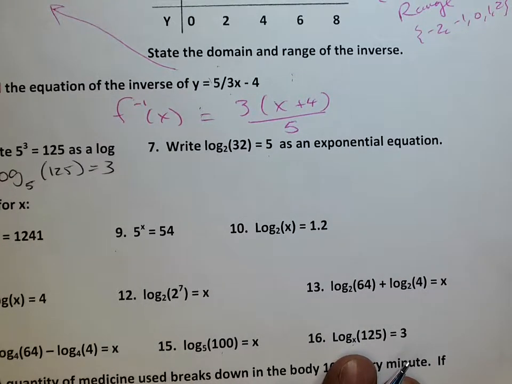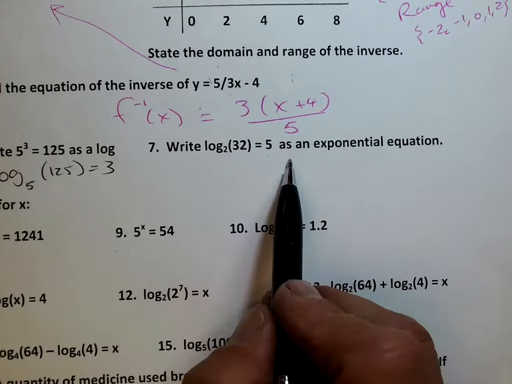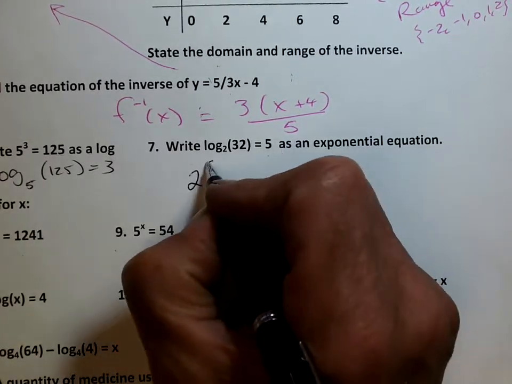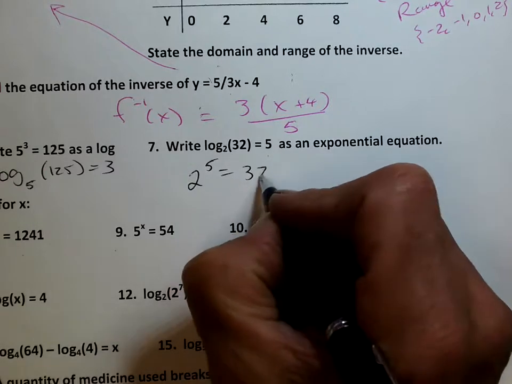Okay, 7, we're going to go the other way. We're going to go from log form to exponential form. We're going to go 2 to the 5th equals 32. That's all we're going to do.